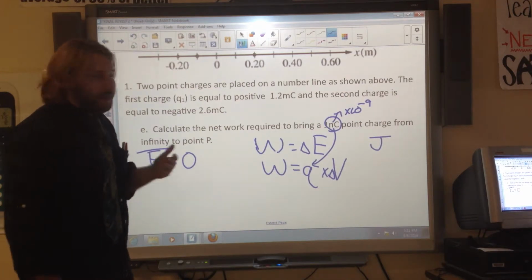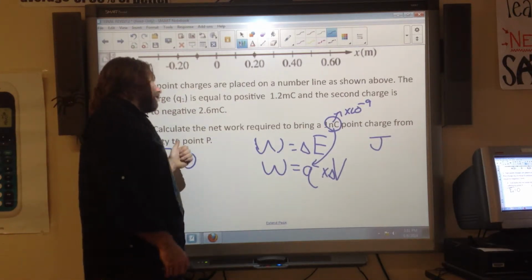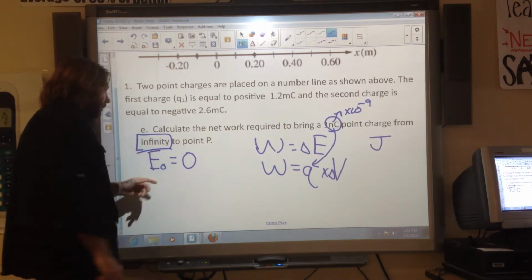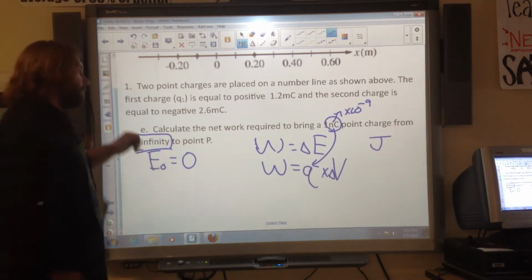Just like energy. How much energy is that going to take to bring it from infinity to point P? The infinity part, again, just tells us that we start with an energy of 0.